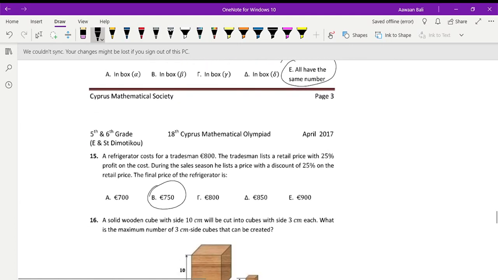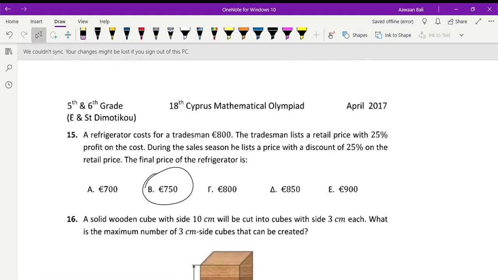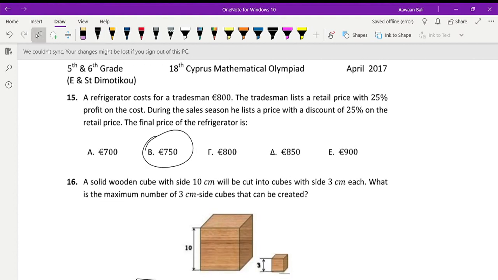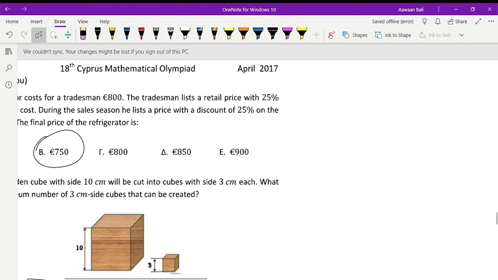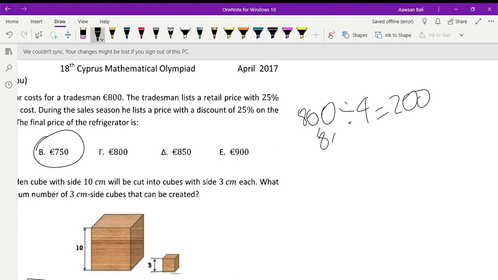Now, question number 15. A refrigerator costs a tradesman €800. The tradesman lists a retail price with 25% profit on the cost. During the sales season, he lists a price with a discount of 25% on the retail price. The final price of the refrigerator is what? So basically, a retail price profit is like increasing the price by 25%. Since 25% is a quarter, we do 800 divided by 4, which is 200, and then 800 plus 200 is 1,000.